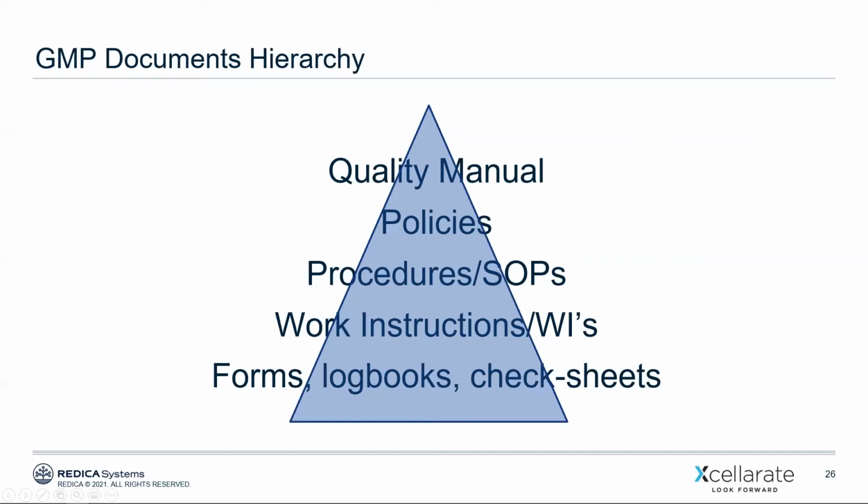And we're going to shift gears now to talk about GMP Documents Hierarchy. So there's a hierarchy of GMP documents. The hierarchy is based on really scope and specificity of each document type in a quality management system. Starting at the top, the quality manual and policies, and they stem from ISO philosophy.